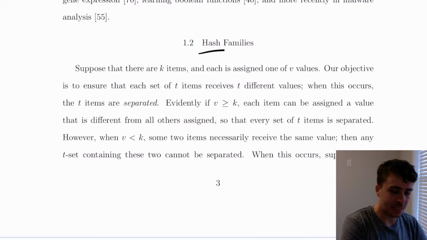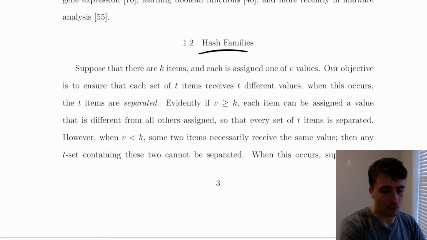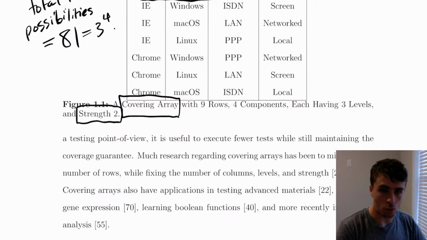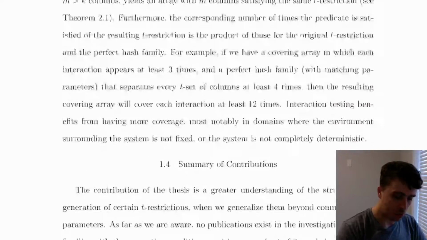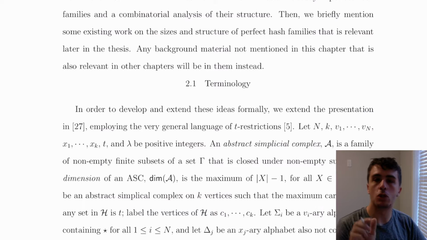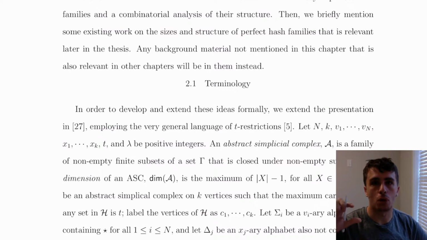I study this thing called a hash family. Now I'm doing research in covering array land more, but when I was doing my PhD, this is the central object I was considering. And it's the reason why you want to consider a hash family is that it helps you make a covering array. So the object is really, really similar, but the definition is slightly different, which allows the hash families to be way smaller. And so we can do a lot more computation with them. And therefore, we can optimize the covering array parameters better.